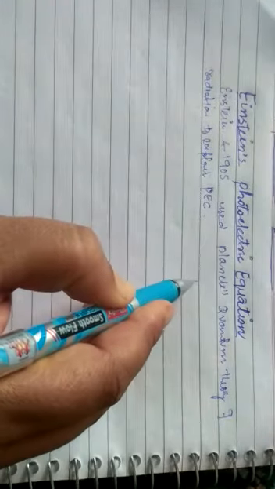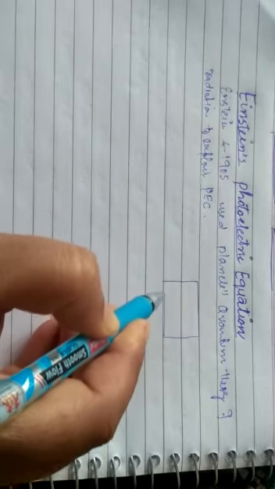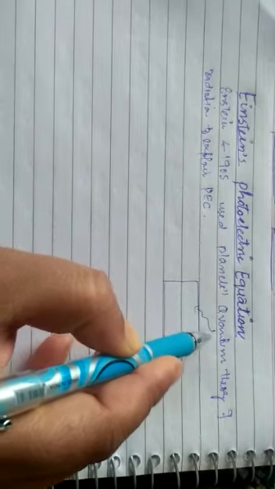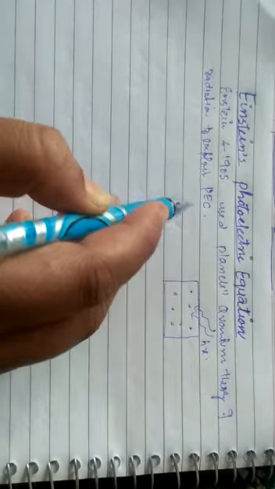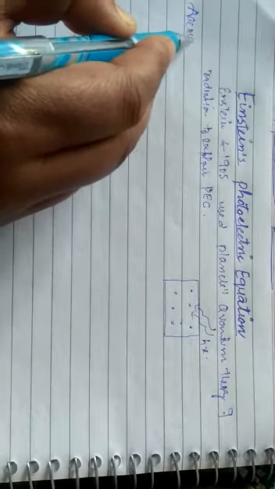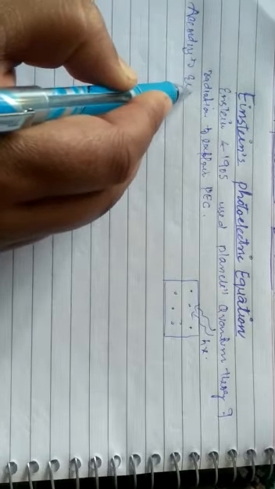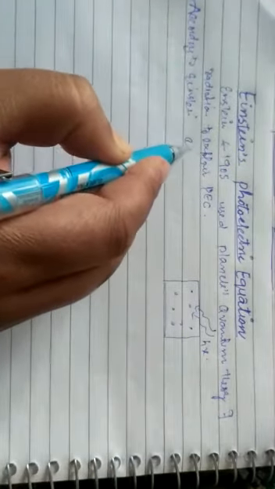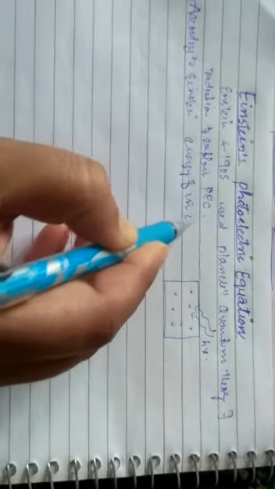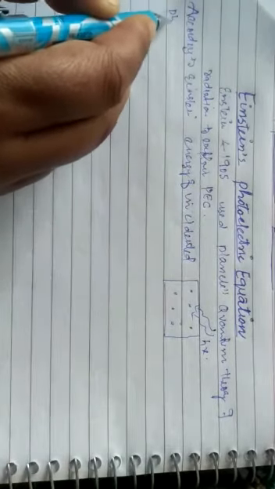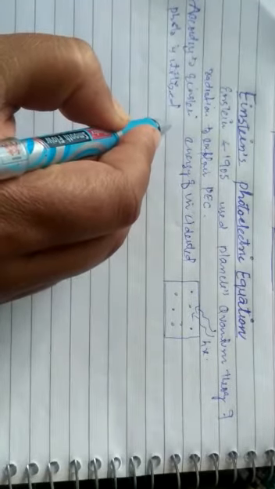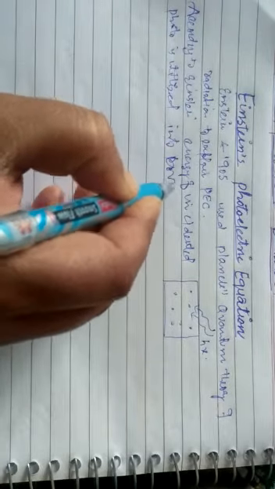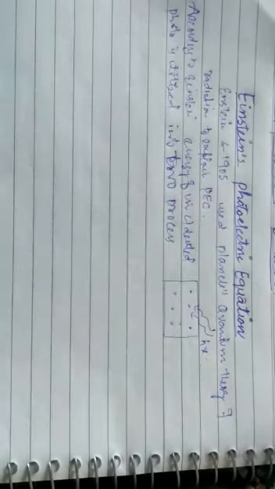According to Einstein, if this is a metal surface, and on this metal surface there are incident photons of energy h nu, and there are electrons within this metal surface, then the energy of the incident photon is utilized in two processes. What are the two processes?